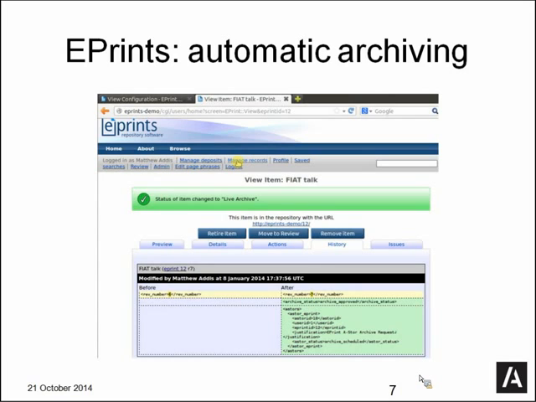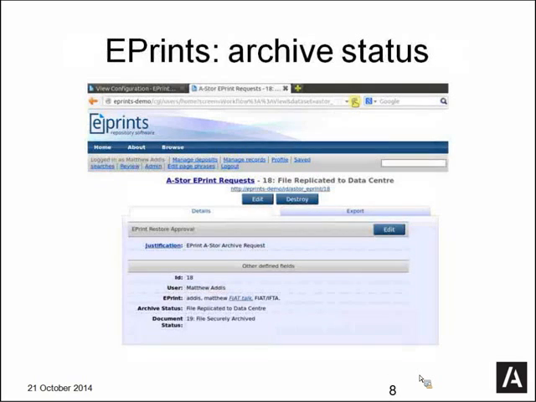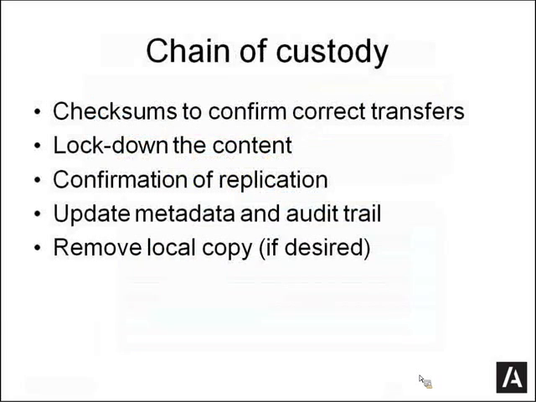So the moment something goes into the repository, it triggers this workflow, and there's an audit trail created in ePrints. The administrator in ePrints can see the progress as those files are archived, including when it's secure and safe. So we have this chain of custody based on checksum, so we know that the data's been transferred okay. The data then becomes locked down, so it's immutable, it's read-only. We confirm when it's replicated, the ePrints metadata and audit trail is updated, and then and only then will any copies of data in ePrints be removed. So that's all straightforward.